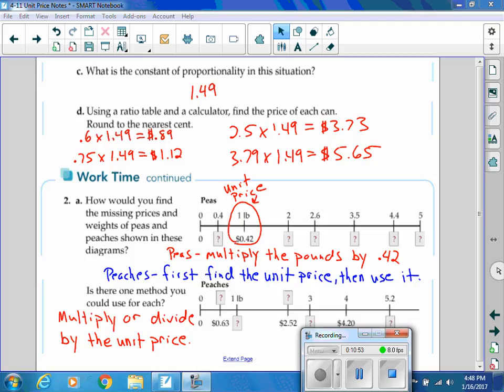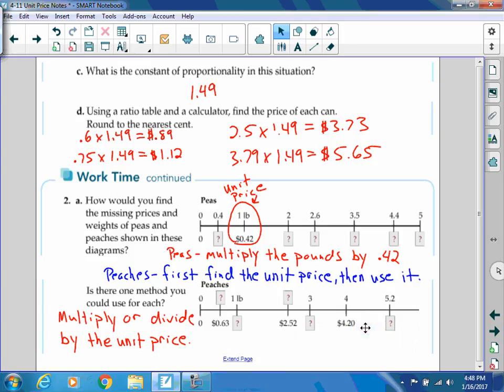For the peaches, what you're going to need to do first is find the unit price. Now you'll notice with the peaches that sometimes we know the price and we don't know the weight. Sometimes we know the weight, we don't know the price. Okay? When you know the weight, you're going to multiply by the unit price. When you know the price, you're going to divide that price by the unit price to get the weight. Okay? So moving on here.